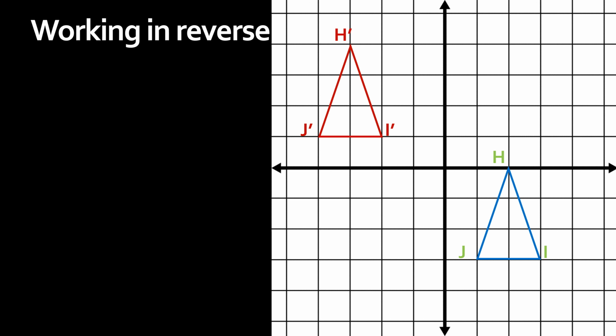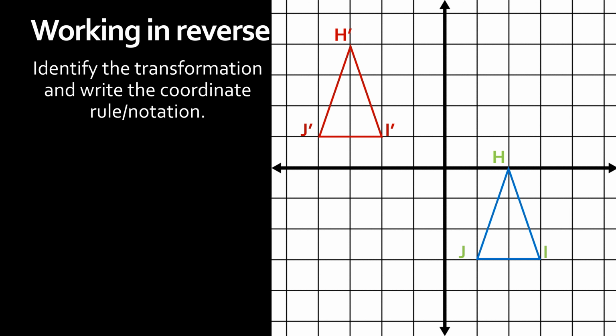So what if we're asked to work in reverse? What I mean by that is if we're asked to identify the transformation to get our image, we want to write the coordinate rule or coordinate notation. When I say coordinate rule, it means the same thing as coordinate notation. So we want to make an assumption about which transformation was used here.